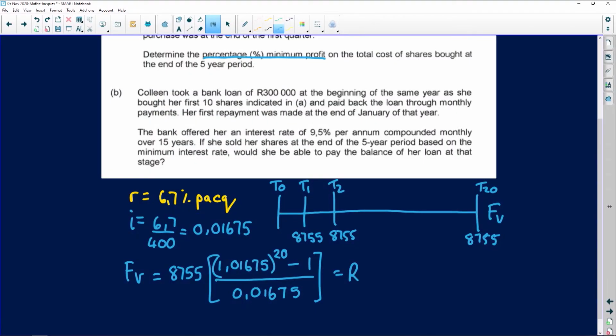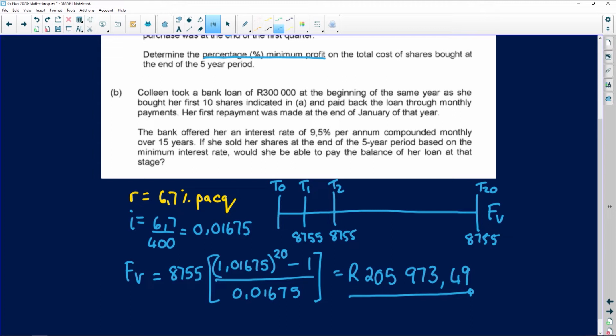I've calculated the answer for you, and at the end of the 20 quarters, she has 205,973 Rand and 49 cents in this investment account that she invested in. So that's the answer to A.